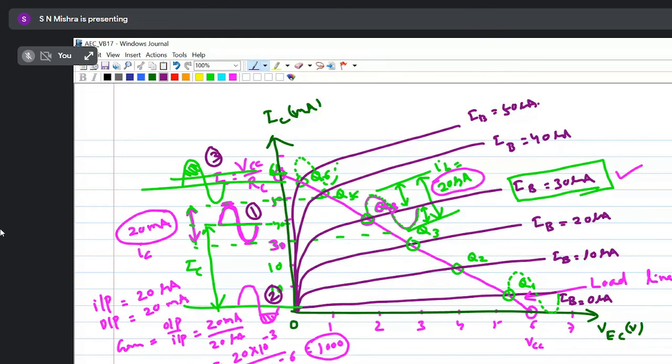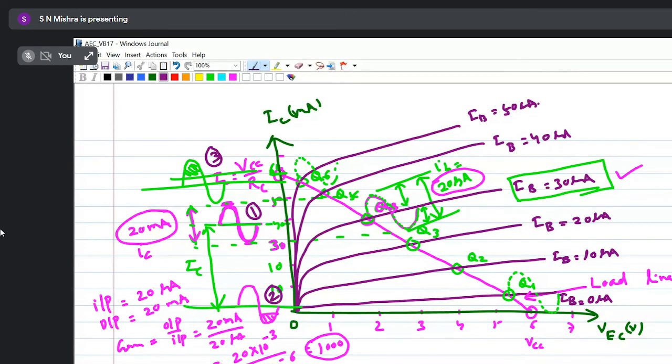Sir, can you please tell the question once again? I have marked here 1, 2, 3. All three are output signals. Okay, so out of these three, which one is faithful amplification, which one is unfaithful amplification? First one is faithful, second and third unfaithful.